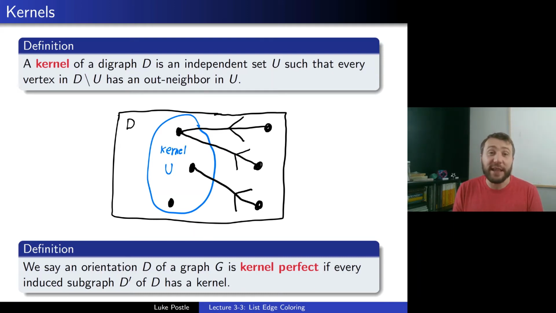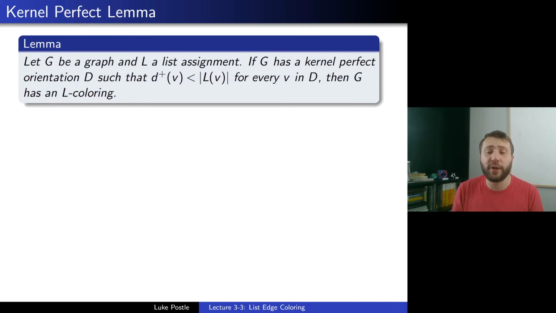Well, it's key. We can actually prove a very nice lemma, which I'll call the kernel perfect lemma, relating list colorings and kernel perfect orientations. How does this go? We'll let G be a graph and L a list assignment of G. If G has a kernel perfect orientation D, such that the size of the list of every vertex V is always strictly greater than the out degree of V in the orientation, then G has an L coloring.